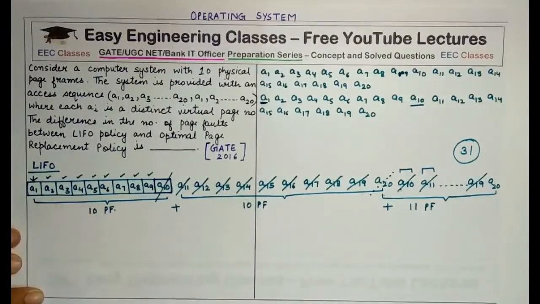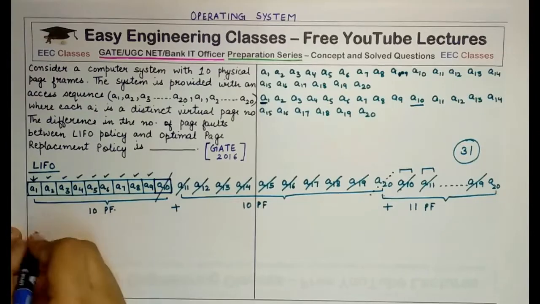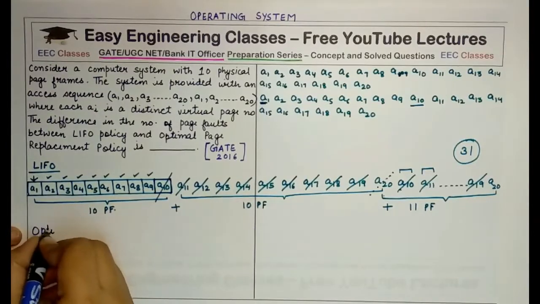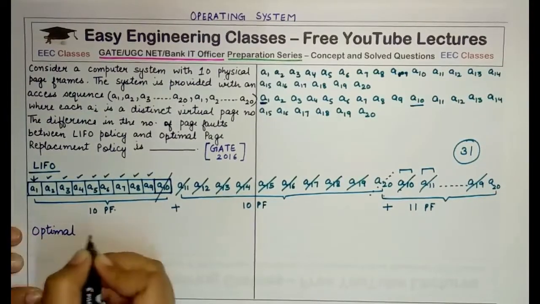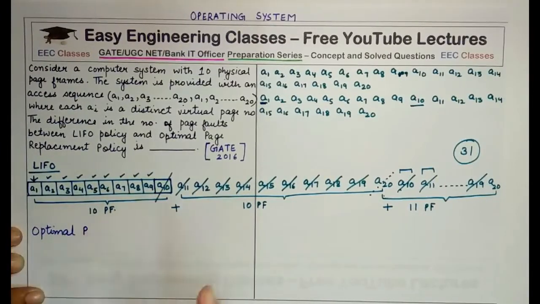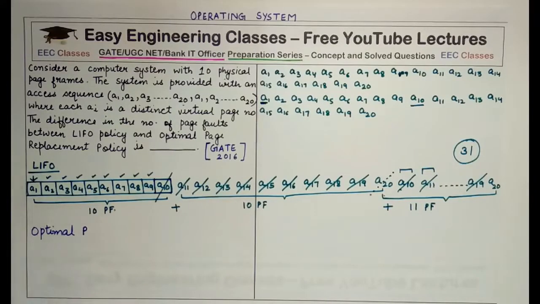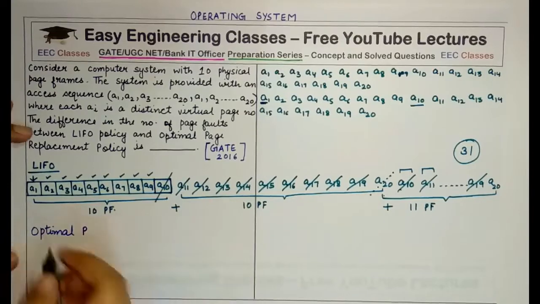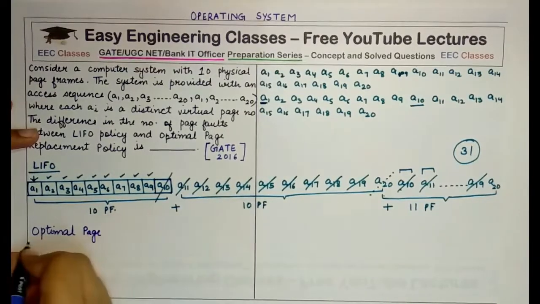Now let's calculate the number of page faults that would occur in the case of optimal page replacement. Now what is an optimal page replacement policy? Optimal page replacement policy basically looks into the future. It replaces the page that will be used the farthest in time, the page that will be required at the farthest time in the future. Okay, so optimal page replacement.